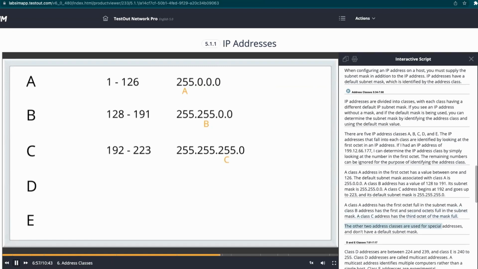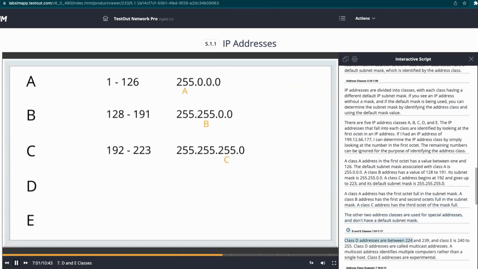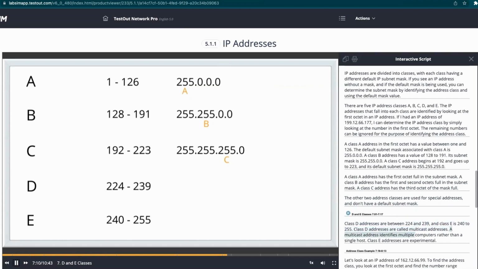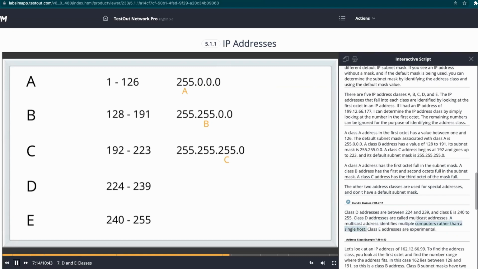The other 2 address classes are used for special addresses and don't have a default subnet mask. Class D addresses are between 224 and 239, and Class E is 240 to 255. Class D addresses are called multicast addresses. A multicast address identifies multiple computers rather than a single host. And Class E addresses are experimental.